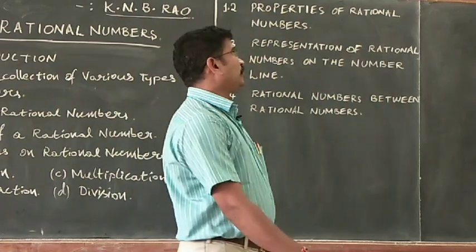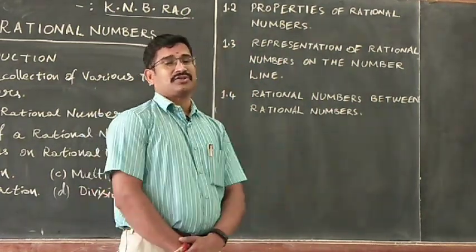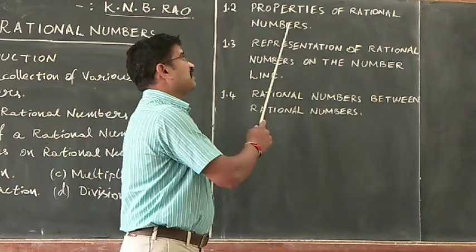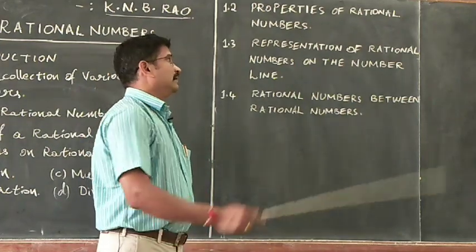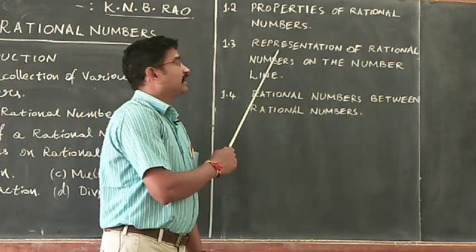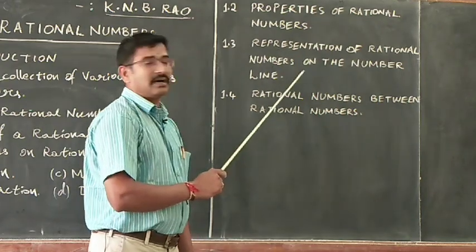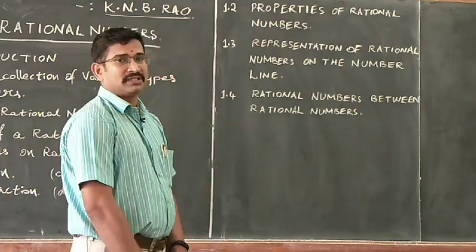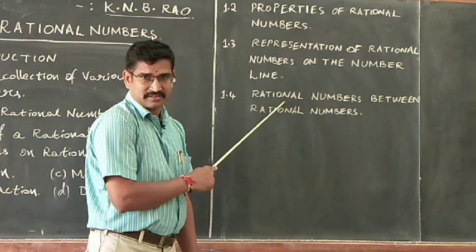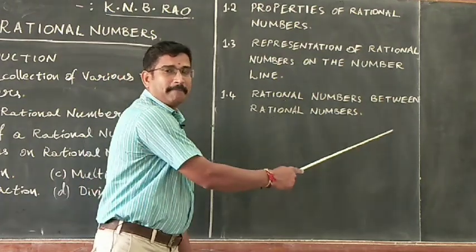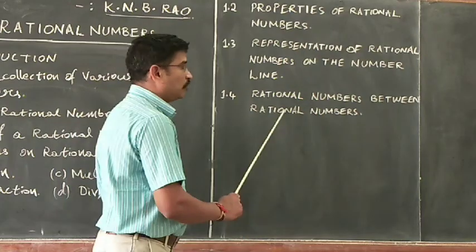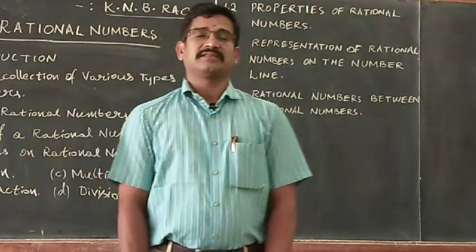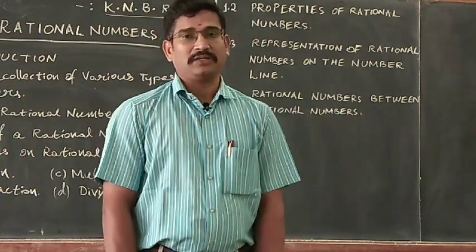See children, here we are going to learn next to this introduction, as 1.2, properties of rational numbers, and next as 1.3, representation of rational numbers on the number line, and finally, in conclusion, we will be learning the 4th important topic, that is finding rational numbers between any two given rational numbers. Children, totally we have got in this chapter 2 exercises, exercise 1.1 and exercise 1.2.